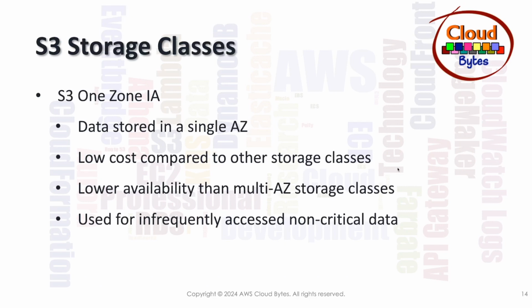The next one is S3 One Zone-Infrequent Access. This is similar to S3 Infrequent Access, but the only thing is that it is stored in a single AZ rather than multi-AZ. So it is lower cost than other storage classes. Lower availability because it is not in multi-AZ. There is only one AZ, and if that AZ goes down, then the availability may be impacted. It is good for infrequently accessed non-critical data. It saves cost, but the lower availability is one of the cons.